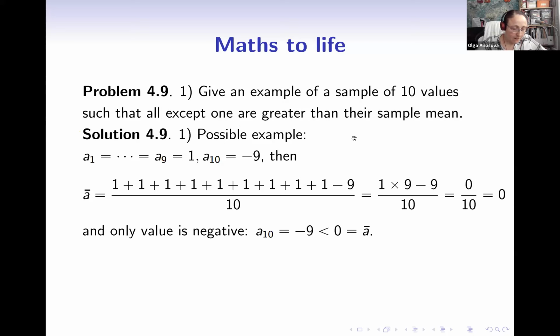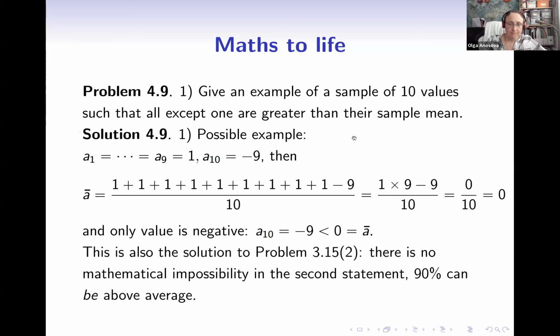Okay, and we can think that's an example to the problem that we have. There is theoretically no mathematical impossibility in the statement that 90% can be above average. That's exactly what happens in front of our eyes, right? But now let's think. What we dealt with was a large negative number.